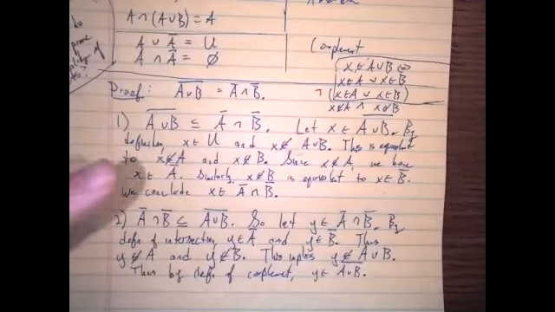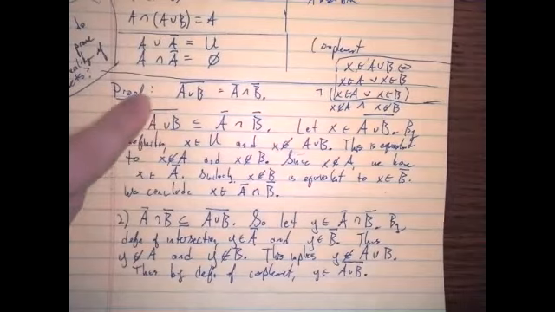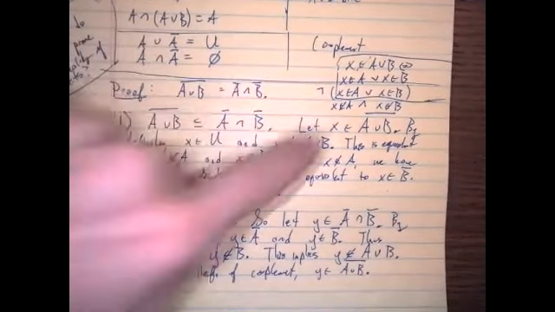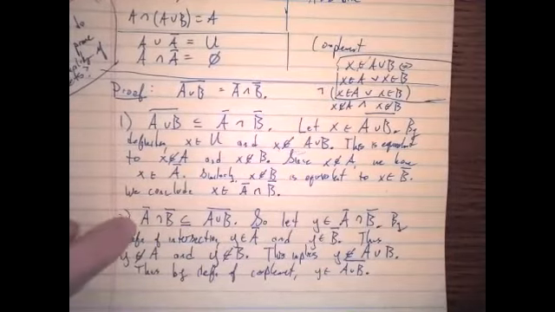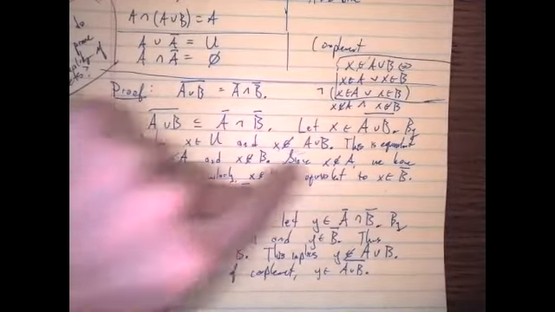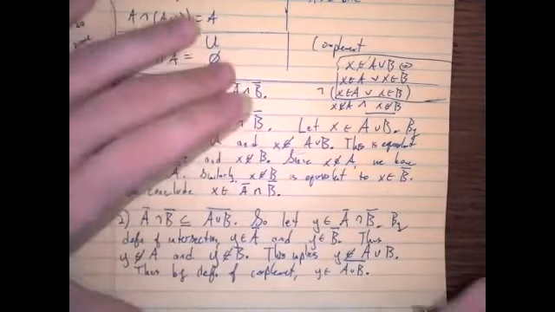And then step two is, how do we show that a set is a subset of another set? We pick an arbitrary element in here and show that it must be in here. And that's what I did here. And then I did the reverse process over here. I took an element in here and I showed that it must be in here. This concludes the proof.